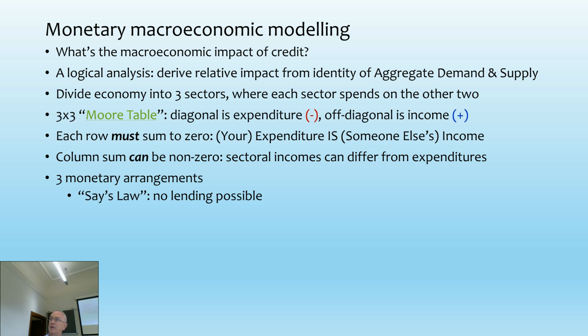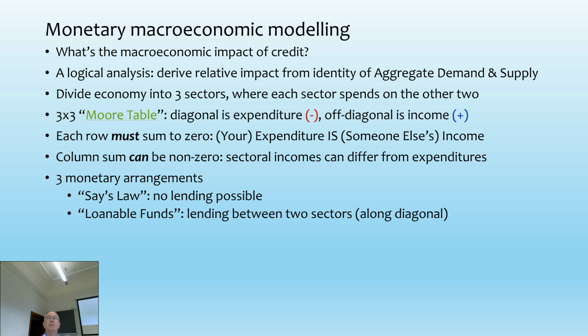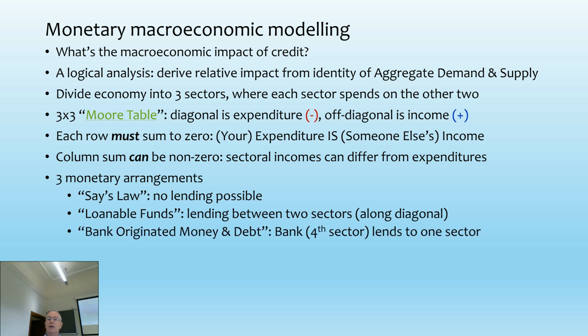One where there's no lending, which I call Say's law. Loanable funds, where there's lending between the sectors. And to show that properly, any transfer along a row is expenditure. Now, a loan is not expenditure, nor is it income. So the loan I show along the diagonal. And then bank-originated money and debt is not a transfer between liability accounts. It's an asset being created on one side of the bank's ledger and then a liability of exactly the same value on the other side.